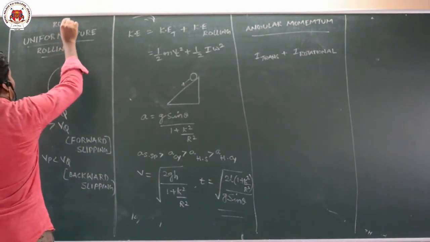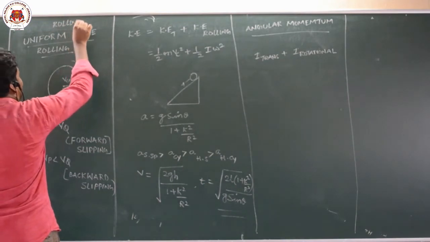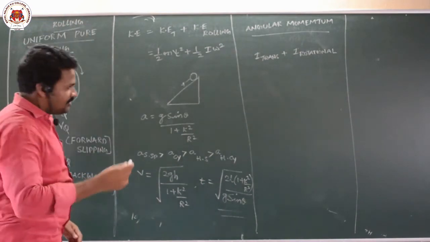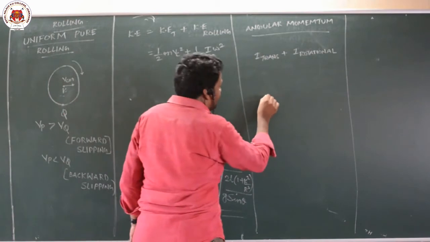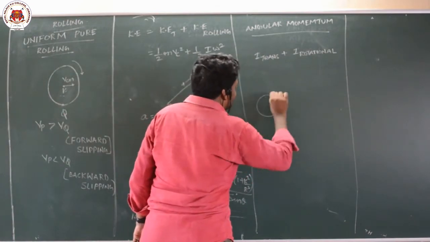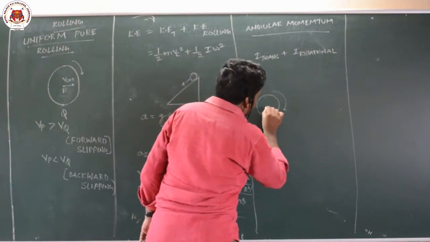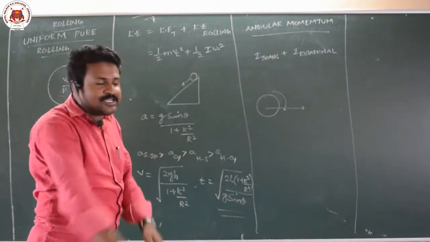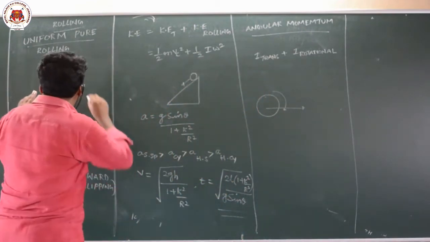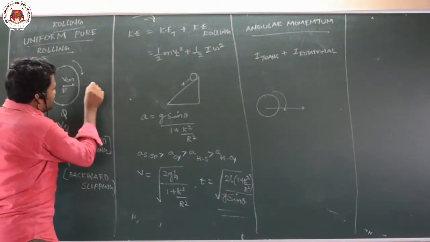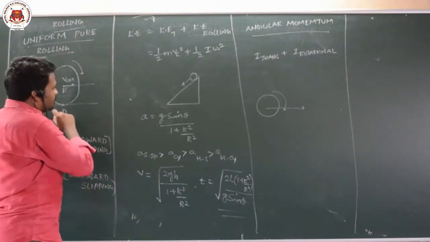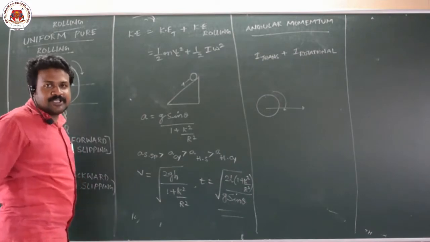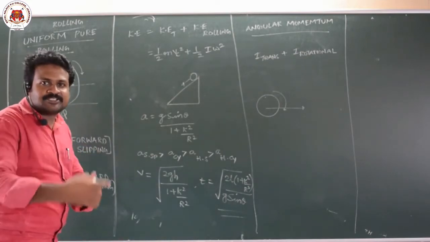Rolling motion means the body will rotate and move forward. It will have both rotation as well as translation. You can see this is rolling and it moves forward. That is called rolling motion. It has both rotational motion and translational motion.